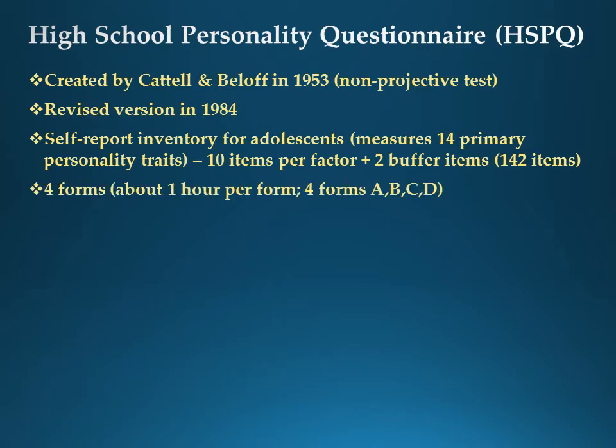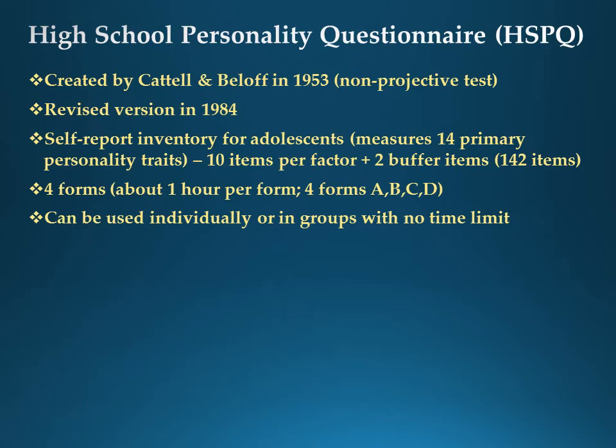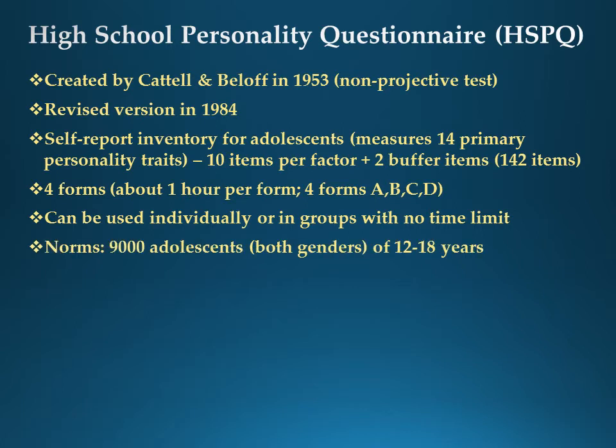Now, like I said, it's the same thing as the CPQ. It has 4 forms and it takes about 1 hour to finish a form. It can be given in groups and also can be administered individually, and there's no time limit for this test. The normative sample was 9,000 students, adolescents, both girls and boys, 12 to 18 years of age. So this test can be used with children after the CPQ can no longer be used, because the CPQ can ideally be used only till 12.